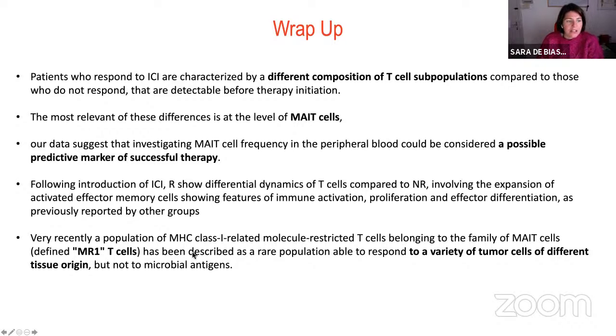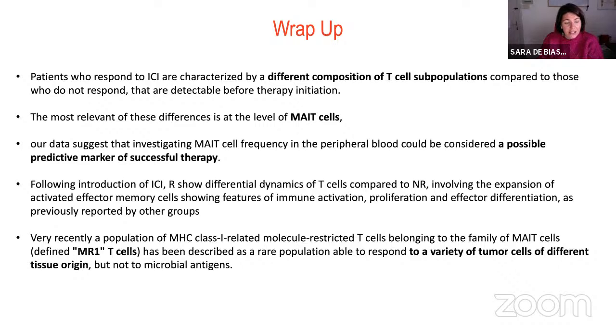So in order to wrap up this second part of the talk, we can say that patients who respond to immune checkpoint inhibitors are characterized by a different composition of the T cell population compared to those who do not respond, that is detectable before the initiation of therapy. And we focus our attention on mucosal associated invariant T cells because we found a lot of differences in this population between responders and non-responding patients. And we suppose that this kind of MAIT cell could be a predictive marker of successful therapy.